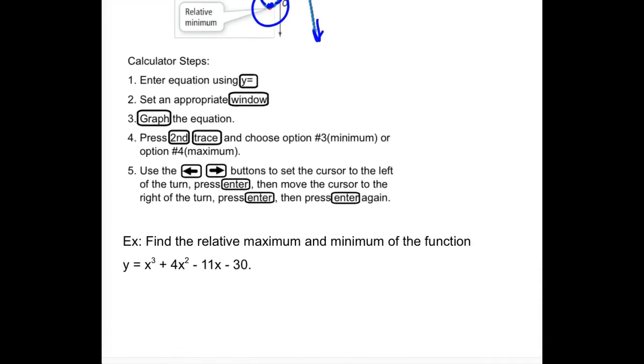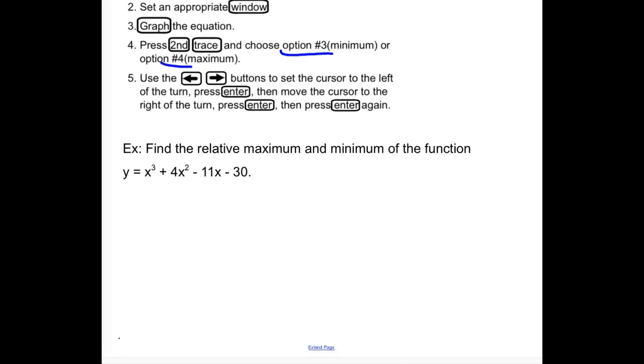Okay? The calculator steps. We first of all have to add our equation in under our y equals button. And then we want to make sure and set an appropriate window. If we're trying to find the max and mins, we want to make sure we see that point on our graph, so we may have to adjust our window. We're going to look at the graph, and then we would use second trace to find our max and mins. If we were looking for a minimum, we want to choose option 3. If we are looking for a maximum, we want to choose option 4. And then we will be using our left and right buttons to move our cursor to lock in where we want the calculator to look for those max and mins.